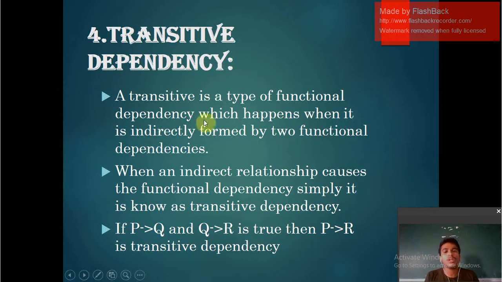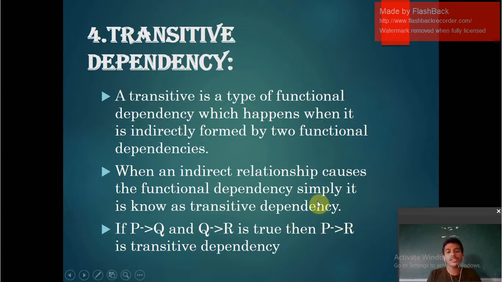So see, here is a type of functional dependency which happens when it is indirectly formed by two functional dependencies. So in functional dependency, what we said is, if one attribute or one column is depending upon another column, then it can be considered a functional dependency. So here we can say that when two functional dependencies indirectly happen, we can call it a transitive dependency. You can see an example here: if I have three attributes called P, Q and R, and if P determines Q and Q determines R, then the transitive dependency occurs, where P determines R.